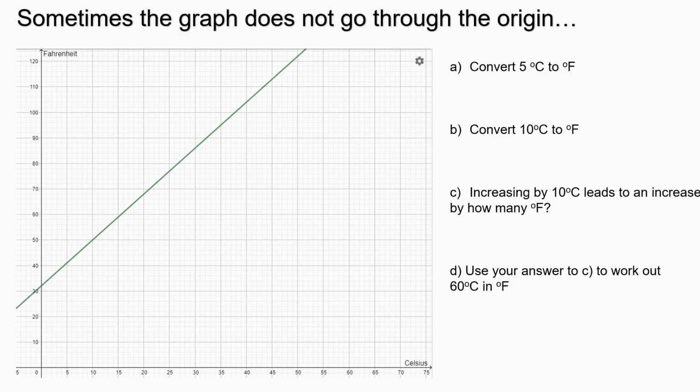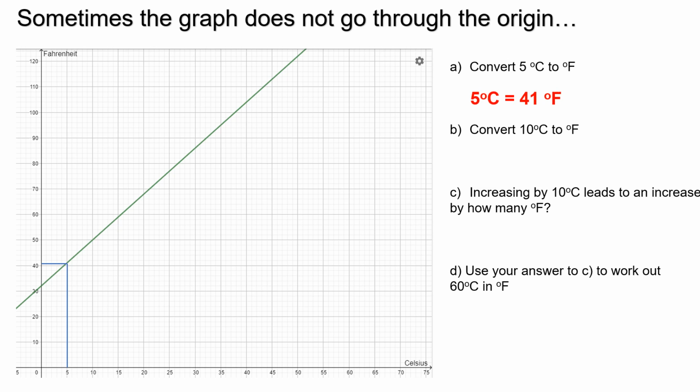Sometimes the graph will not go through the origin, it won't go through 0, 0. That limits us slightly on what we can do, but it's not too much more difficult. To start with, if we want to convert 5 degrees C to Fahrenheit, we go across to 5 degrees C because we can see Celsius or centigrade is on the x-axis. We then go up until we hit the graph. So we draw a straight line up with a ruler, we hit the graph, we go across, and we should see that that is about 41. So 5 degrees C is 41 degrees Fahrenheit.